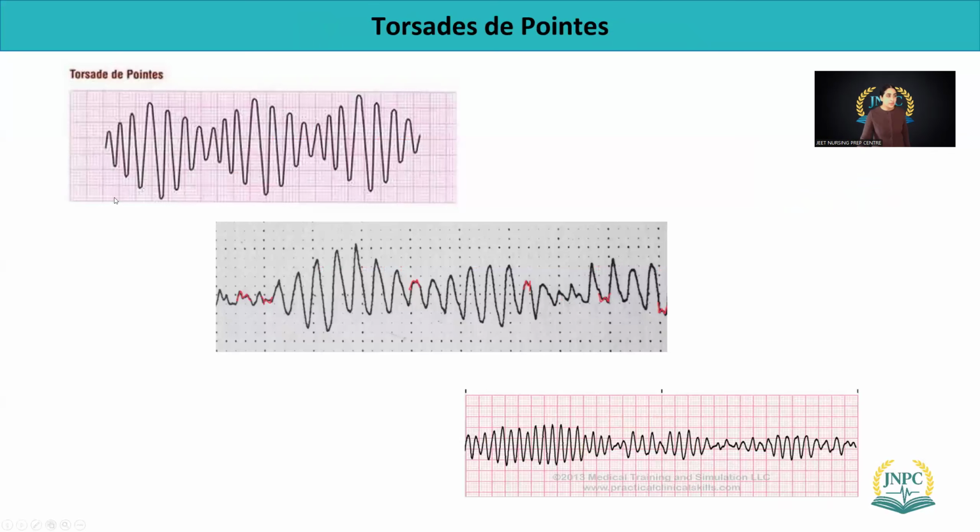Another very interesting rhythm is torsades de pointes. Whenever you think about torsades, look at that. These are like a whirlpool, a kind of earthquake in the heart. So it looks like a whirlpool, an earthquake. Some people call it radio frequency lines.